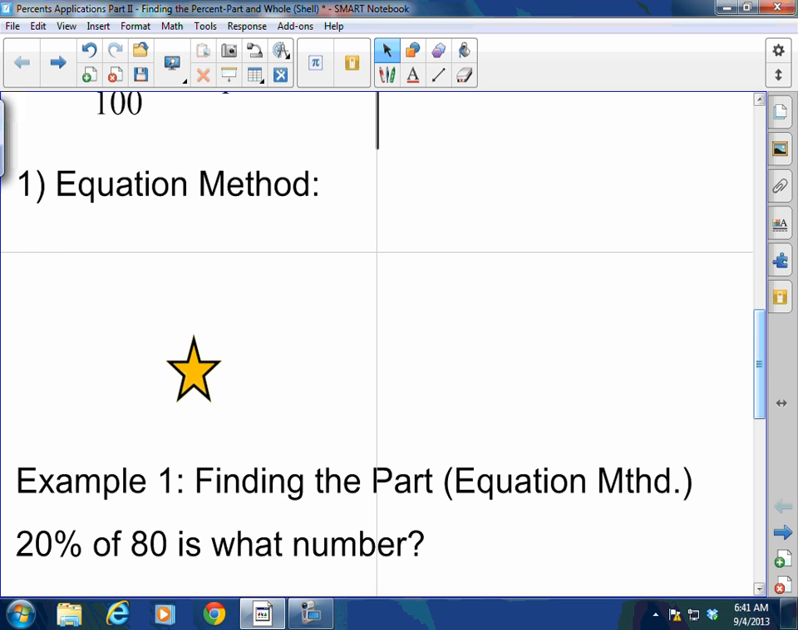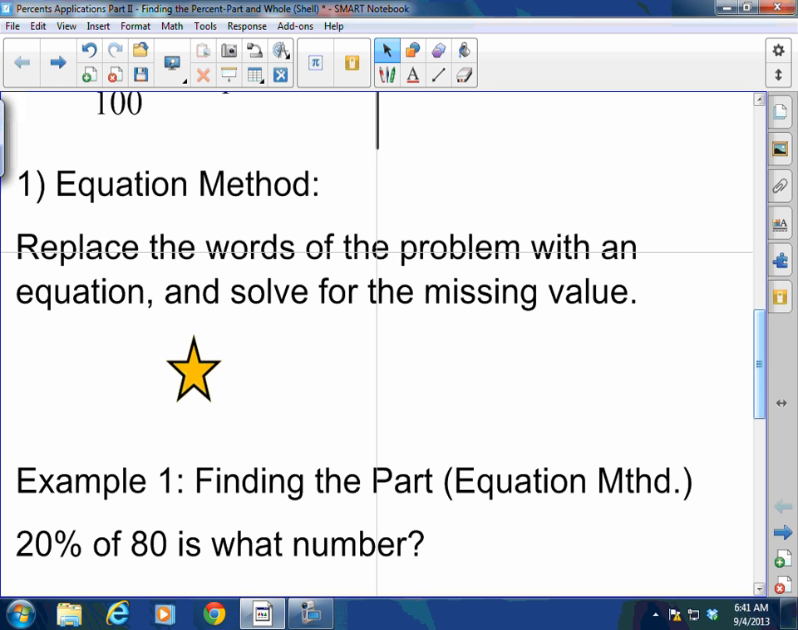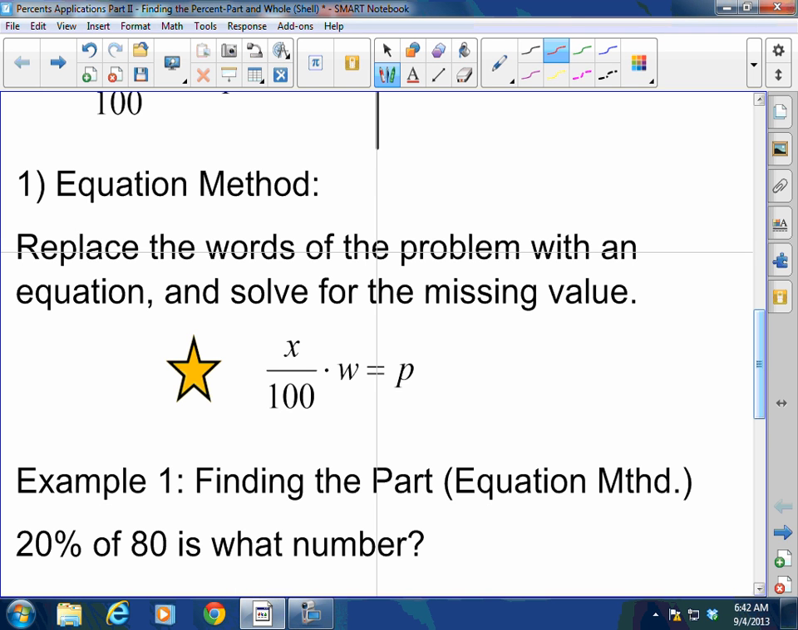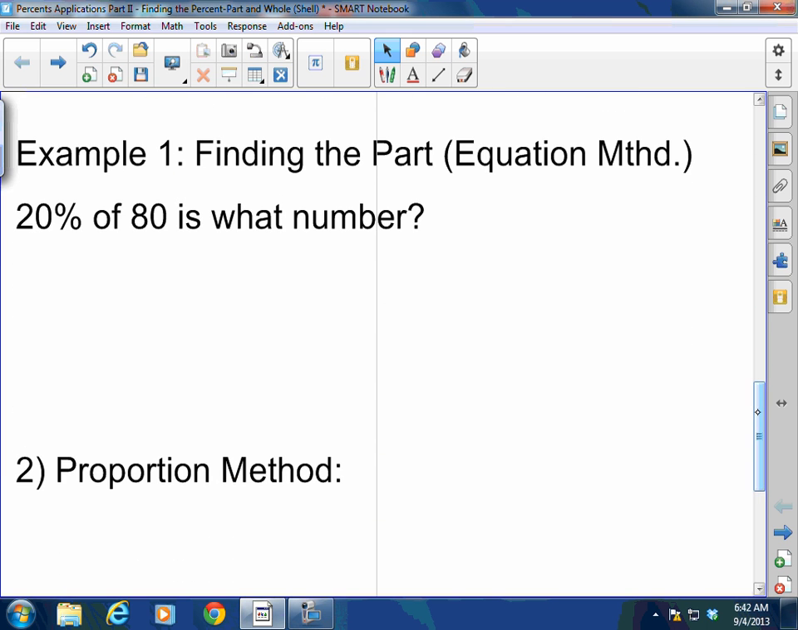All right, let's first talk about the equation method. Again, we're going to replace the words of the problem with an equation and solve for the missing value. And remember that we're going to use the equation what percent, that's x over 100, of means times, a whole, which is w, equals p, the part. So example 1, we're going to look at finding the part using the equation method. We've got 20% of 80 is what number? Literally just fill in the blanks using the equation method.